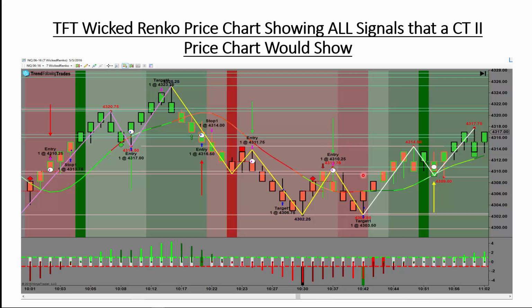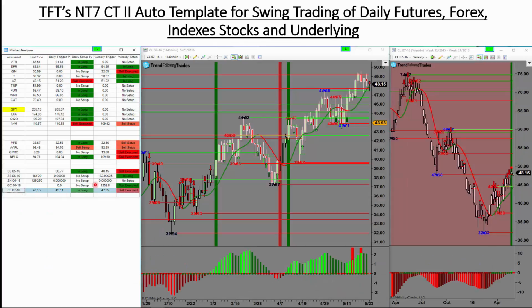Before I go on to that, though, I do want to show you the CT2. This is day trading. This is intraday trading. I want to go on here and I want to show something a little different that's also provided with the CT2 package. And that is we have a template written for the NinjaTrader 7 Market Analyzer. This is a daily chart and a weekly chart. Okay, this is more for swing traders. Futures, Forex, indexes, anything you can chart, underlying, same concept, same rules, same tools, slightly different time frames.